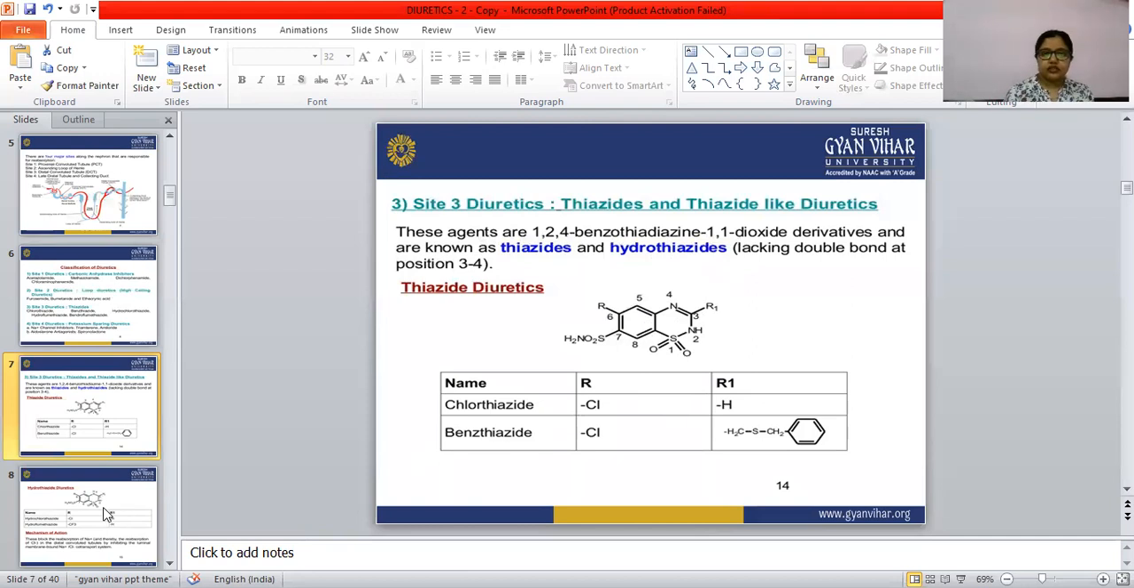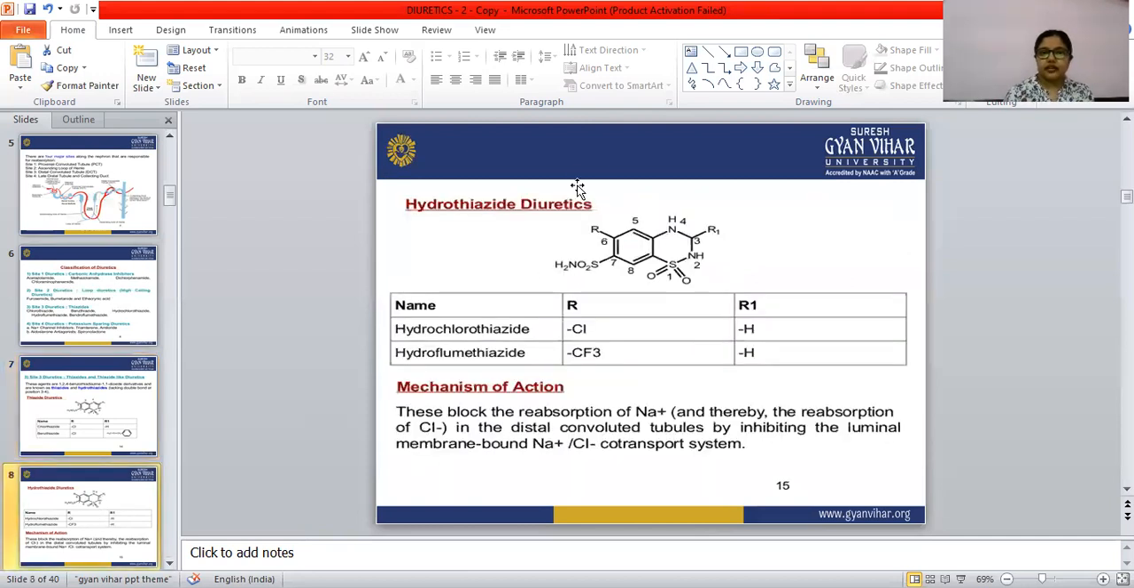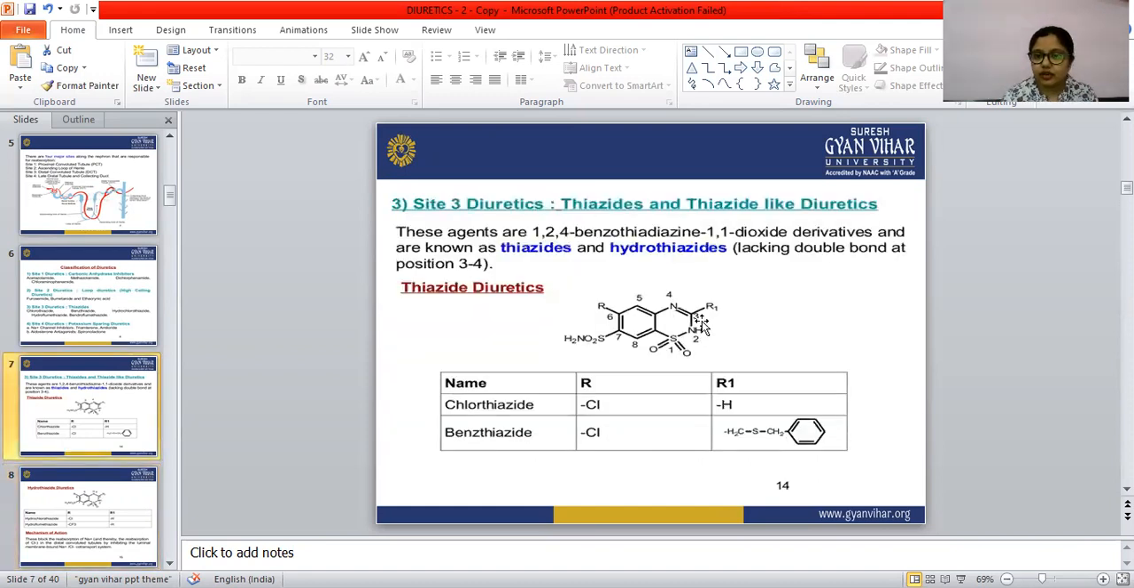The next drug is hydrothiazide. There is a little difference between the thiazide drug and the hydrothiazide drug. Let's see what the difference is. See this structure: in this ring, between the 3rd and 4th position there is no double bond. But in the thiazide diuretics, between the 3rd and 4th position there is a double bond.